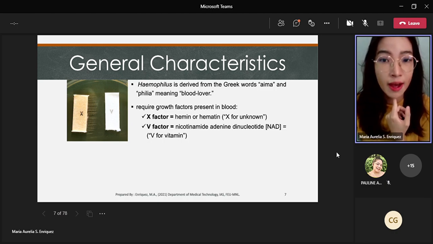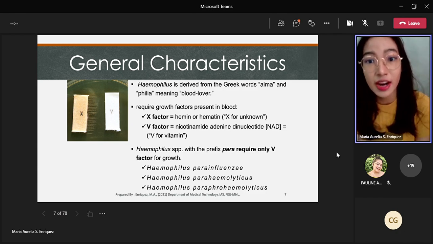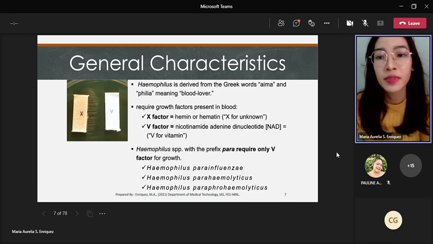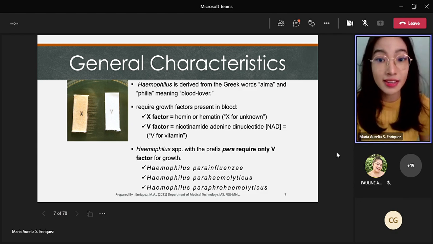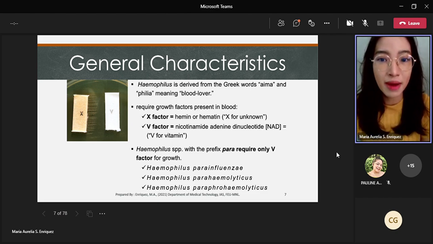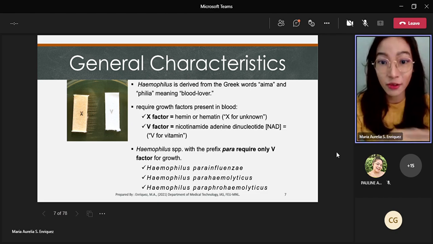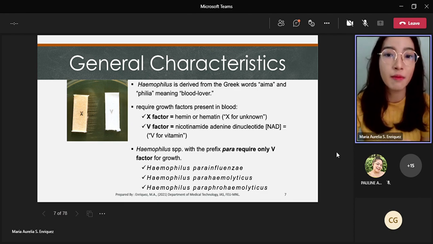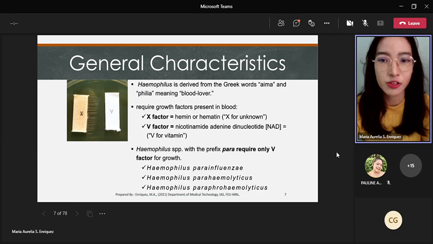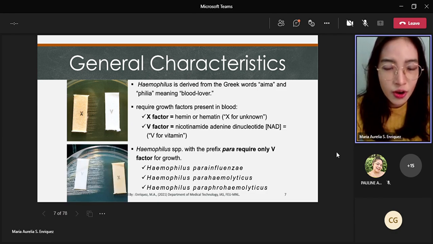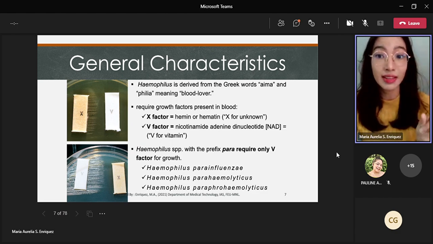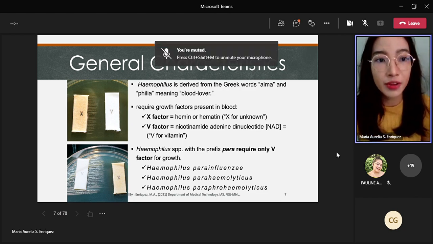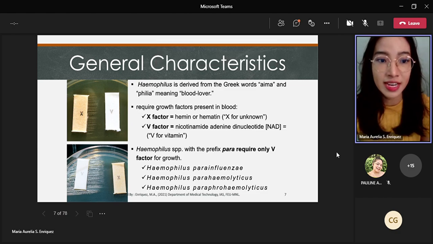Now, there are species that do not need both of these growth factors. So may mga species po na ang kailangan lang nila is X factor lang. Yung iba naman po ang kailangan nila is V factor lang. And those that only need the V factor have been conveniently named with the prefix para. So ayan po, Haemophilus parainfluenzae, Haemophilus parahaemolyticus, Haemophilus paraphrohaemolyticus. So ayan po, as shown here on the lower left photo, their growth was observed only next to the strip lines, the V factor. So mamaya po i-discuss din natin paano ginagawa itong method of testing na to.